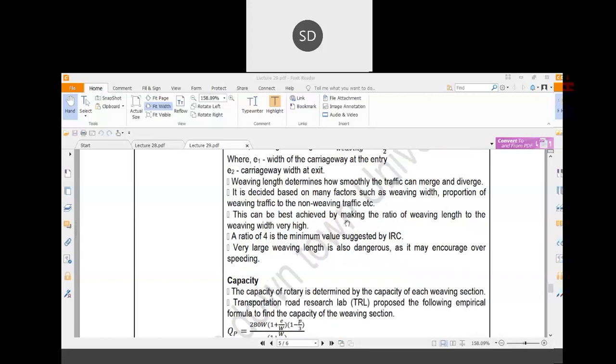Now, this can be best achieved by making the ratio of weaving length to weaving width very high. If you make the weaving length to weaving width ratio very high, you can achieve a flatter angle of conflict, and a ratio of 4 of the weaving length to the weaving width is suggested by the IRC.